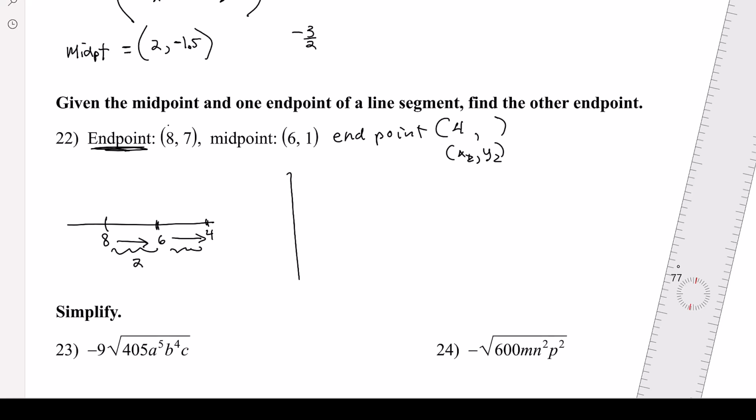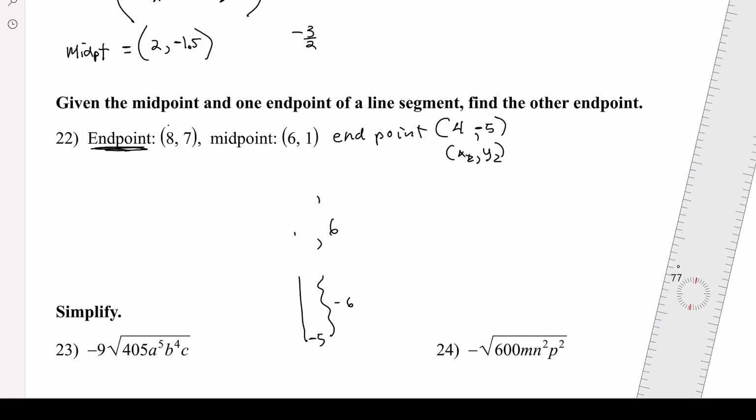And now let's look at the y. We start here at 7. We go down to 1. That distance is 6. So go down 6. You'd end up at negative 5. Now, having said that, let's do the formula method to make sure that that works.